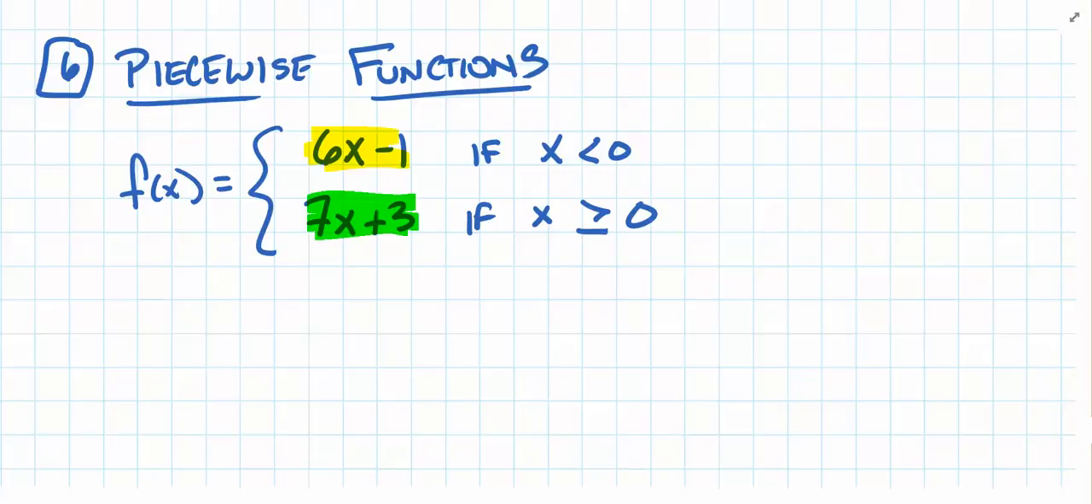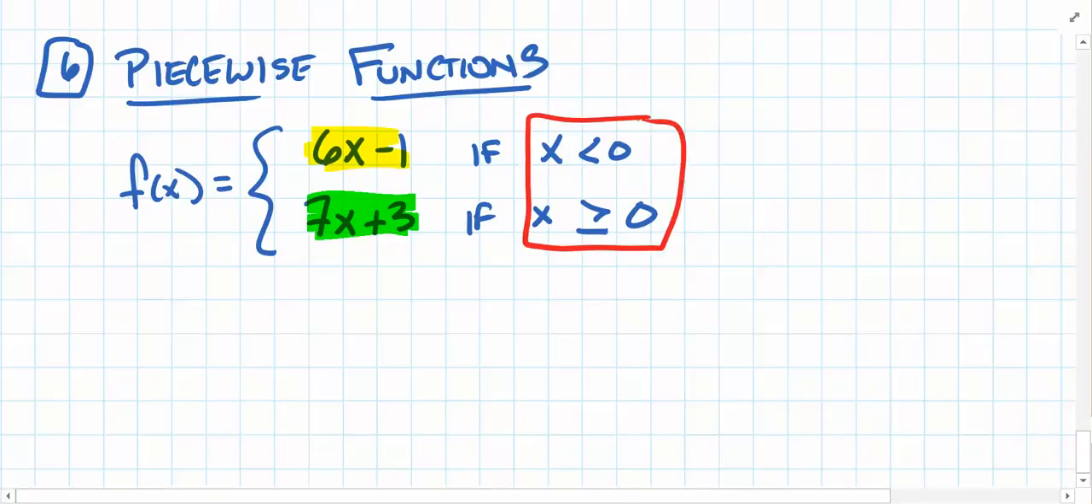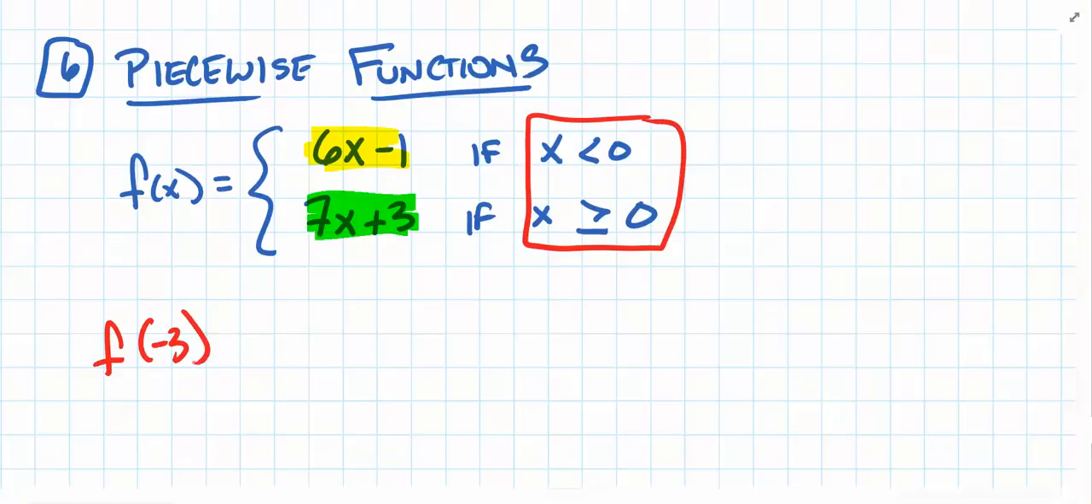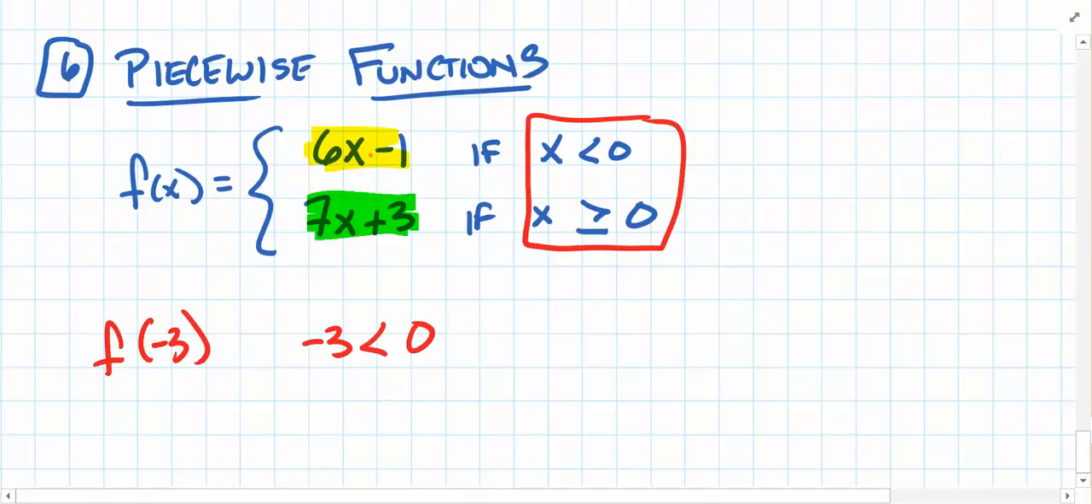So they're going to give you a piecewise defined function, and they're going to say, okay, evaluate what f of -3 would be. So f of -3, because -3 is less than 0, I use the yellow function. So f of -3 would be a value of 6 times -3 minus 1, which is -18 minus 1, which is -19.